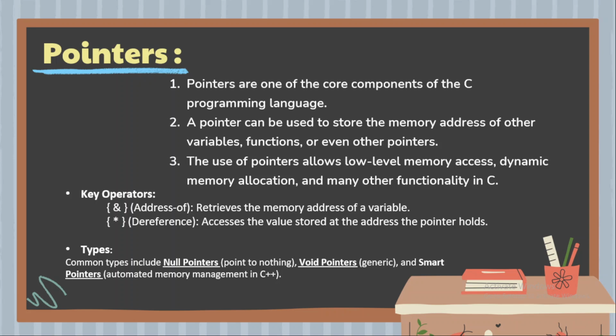Some key operators are address of, which retrieves the memory address of a variable. Second, dereference, which accesses the value stored at the address the pointer holds. Some common types are null pointer, void pointer, and smart pointer.